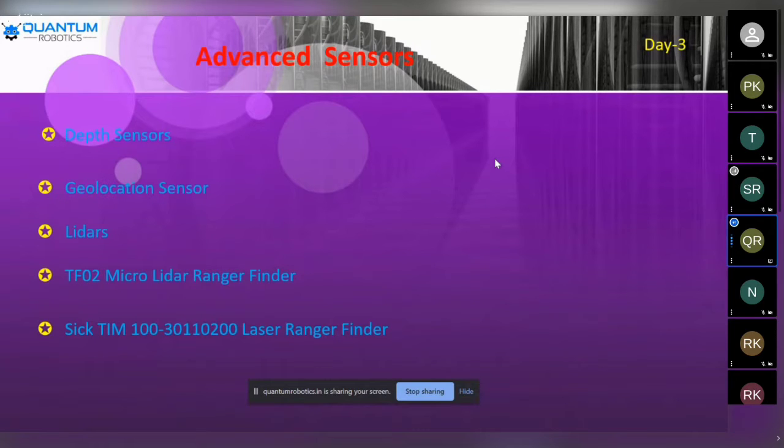These are sensors like the depth sensor, the geolocation sensor, and the lidar sensor, TF02 micro lidar range finder, and SICK time 100, which is the model number, and the SICK laser range finder. And why do we have to use all these sensors? So firstly, what is a sensor? We need to know about a sensor.